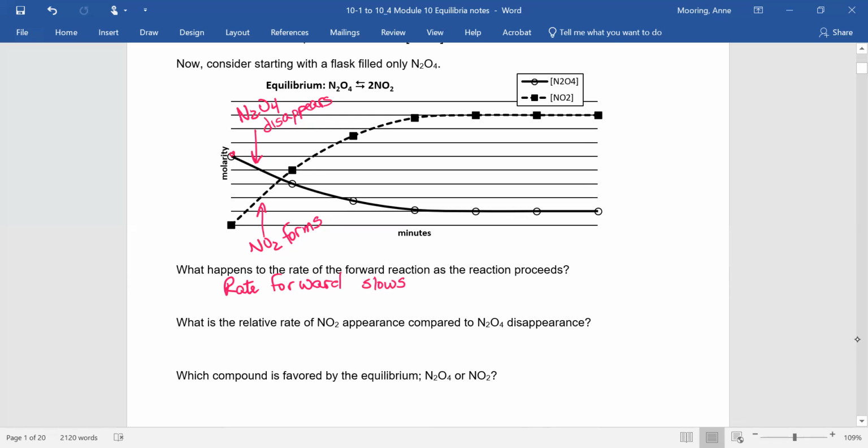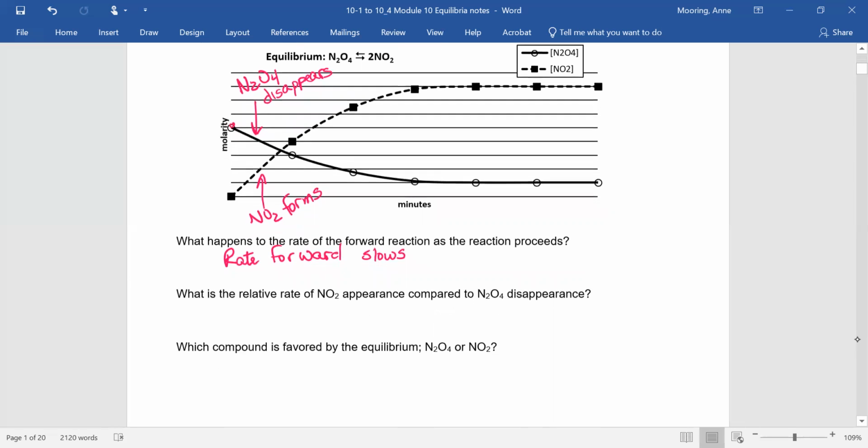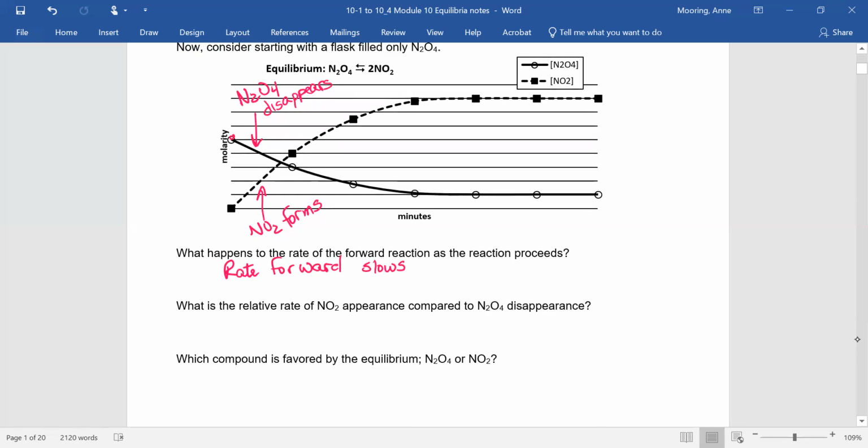At any given time, the relative rate of the NO2 appearance is going to be twice that of the N2O4 disappearance, simply based on the balanced equation. So, let's try that again: NO2 always appears twice as fast until we get to equilibrium.